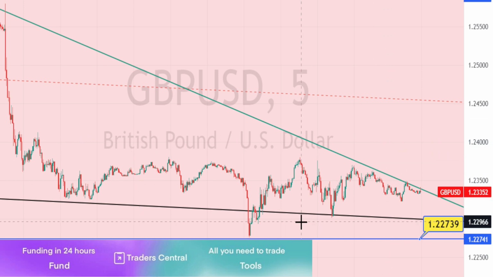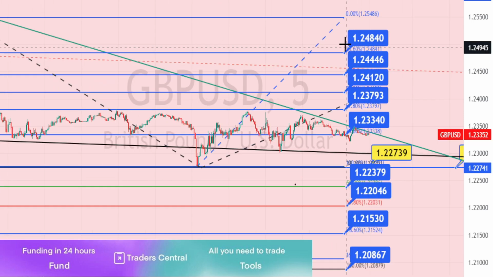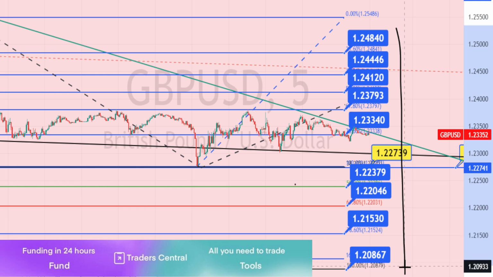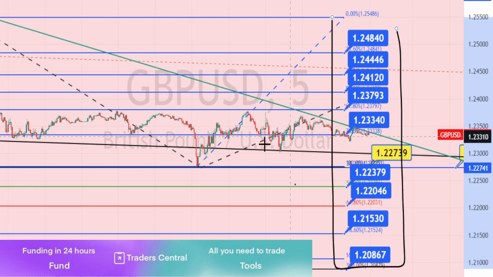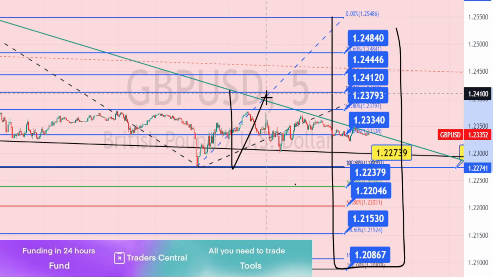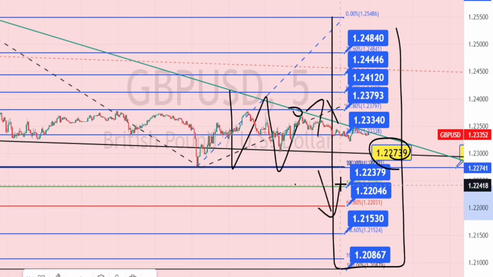Let us mark the support and resistance levels for the 5 minutes time frame. So these are all the resistance and support levels for the 5 minutes time frame. Currently the price action is consolidating within this resistance line and support level. Wait for it to give a directional breakout for taking a directional trade. That's all the analysis for today.